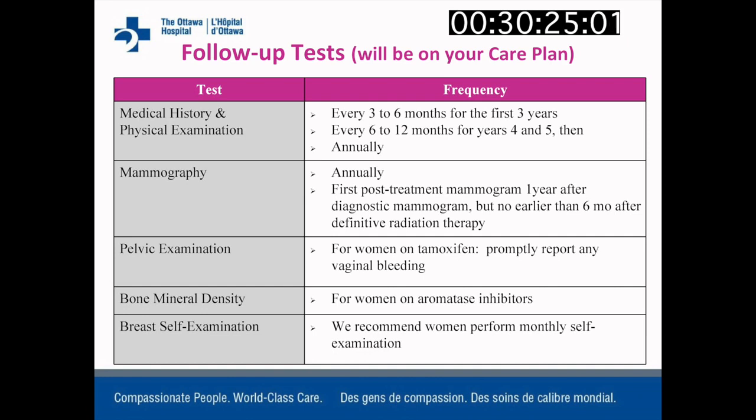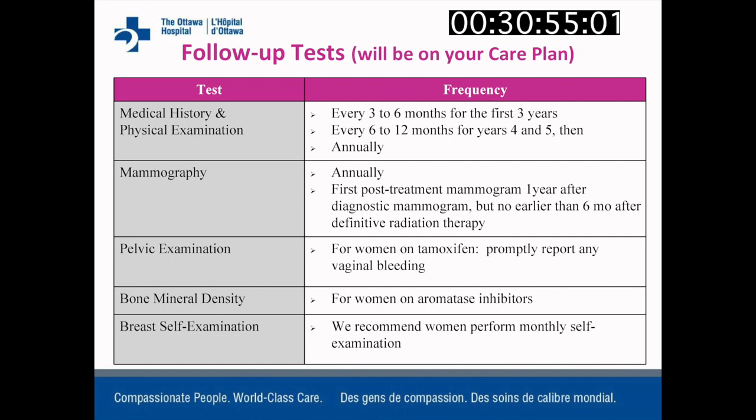For women on aromatase inhibitors, so that's things like anastrozole, letrozole, or exemestane, we tend to do a bone mineral density about every 2 years. Sometimes you'll have one about a year after being on treatment to ensure that we're not making you lose any extra bone mass above and beyond your menopause. And lastly, we still recommend that women perform their monthly breast self examination.